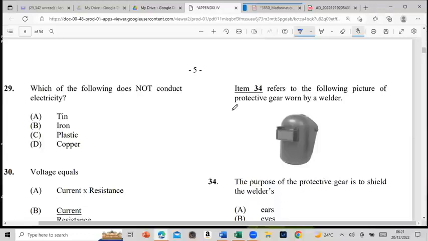Which of the following does not conduct electricity? Is it tin, iron, plastic, or copper? And that's plastic.